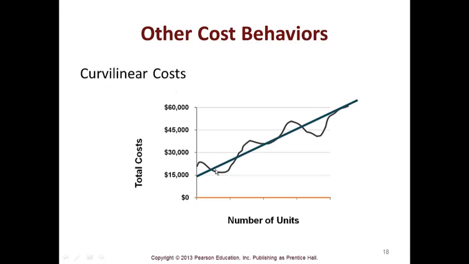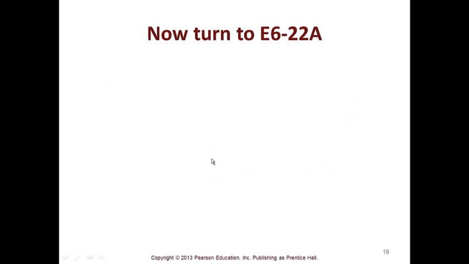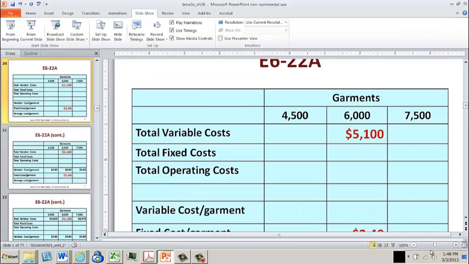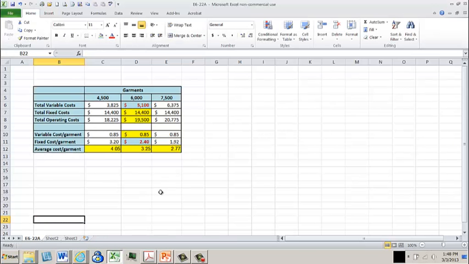Here's curvilinear cost, where the cost is moving around, but you can draw a line between it to see that straight relationship. So let's look at 6-22A. I'm going to step away from this example for a minute and do it in Excel so that you can see really how to do this kind of a problem.